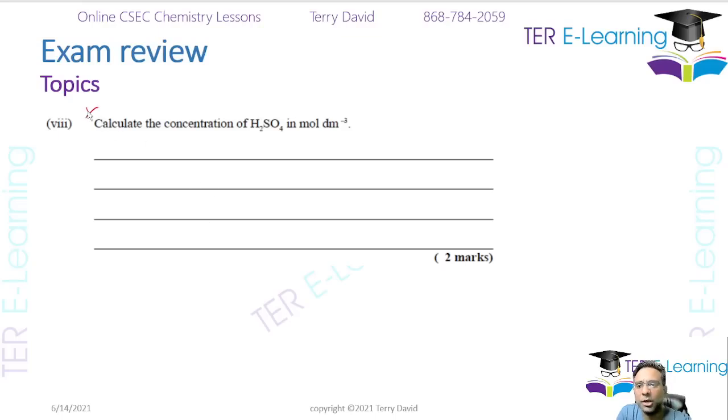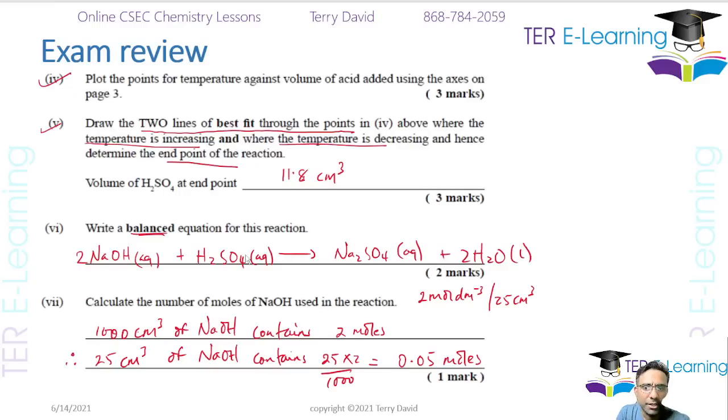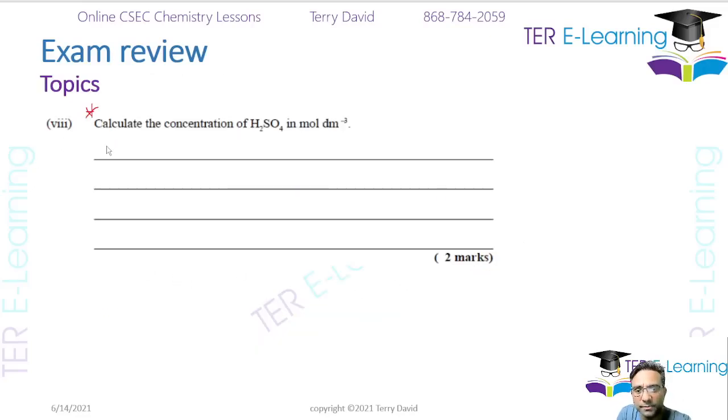And the last part, they want us to work out the concentration of the sulfuric acid. So here's what's happening here. You know the mole ratio. According to this equation, 2 moles of sodium hydroxide should react with 1 mole of sulfuric acid. So 2 moles of NaOH reacts with 1 mole of sulfuric acid. That's from the equation. The equation told us that.